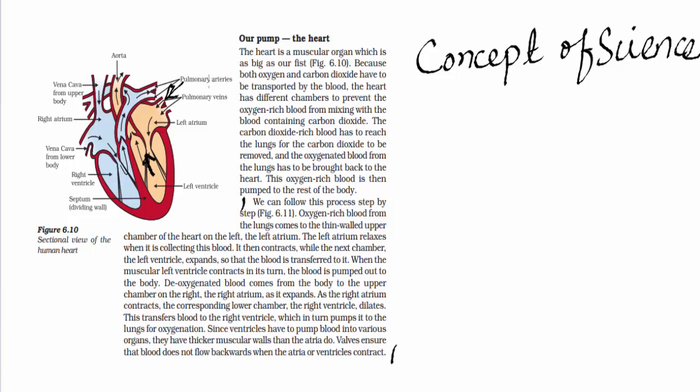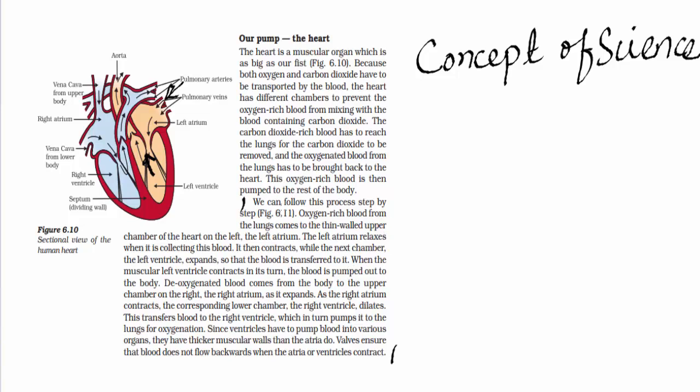The left atrium relaxed, so the blood flowed from the lungs to the left atrium. It contracted and the left ventricle relaxed, so blood flowed from the left atrium to the left ventricle. These valves closed when the left ventricle contracted, and this led to the blood flowing in this direction to the aorta and the whole body. This is the same thing written here.